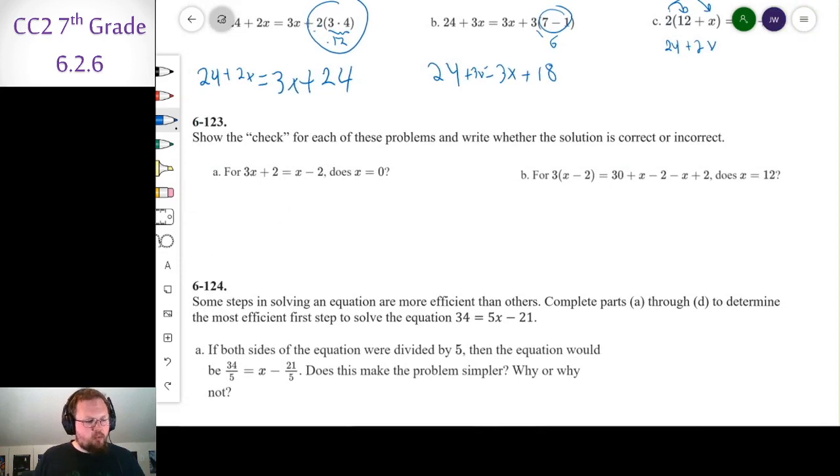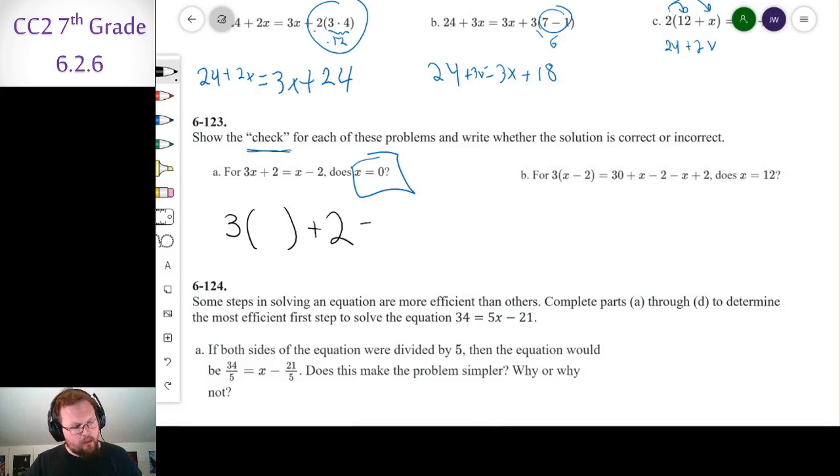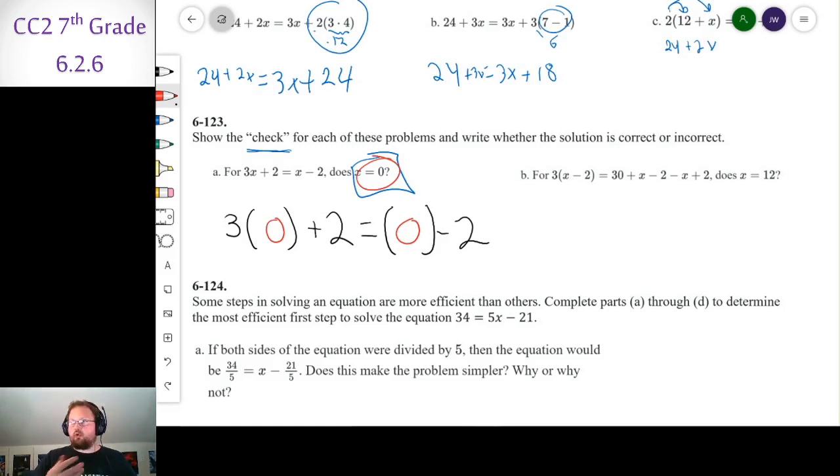On 6-123, it's asking you to show the check step, which is where you plug in that value for x. So I'm plugging in x equals 0 to this expression. And when you go to plug in a number, I always recommend you start with parentheses, even if it's a simple number. It's going to save you a headache in the long run. Plug in 0, and then see if it gives you something true or not true. So then you say if the solution is correct or incorrect.